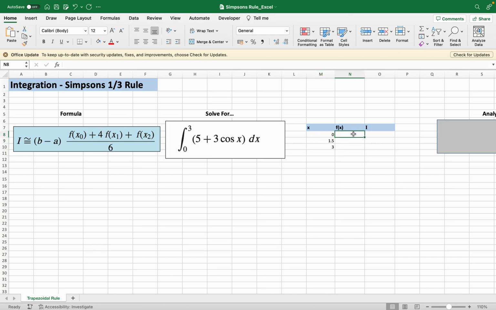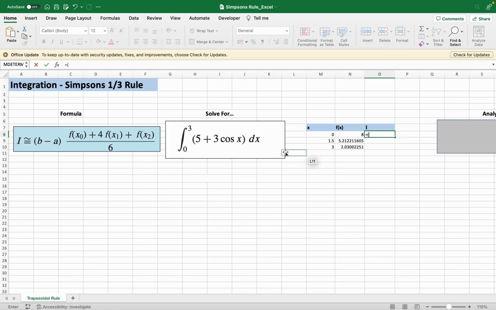And now we evaluate the function here, 5 plus 3 cos x, at these points. So it's 5 plus 3 times cos x, where x here is 0, right? And we just drag this down because it's the same formula, but we're evaluating at x where x is 1.5, and here where x is 3. And so we have this, and now we can simply use this formula here.